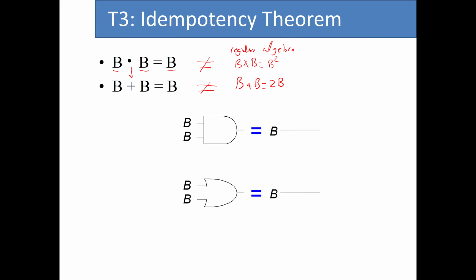So in a schematic form, that is equivalent to ANDing b with itself, which results in the value b. Again, this is equivalent to b only going through a simple buffer. The same is true for the dual too. ORing b with itself results in b. Again, this is equivalent to b going through a buffer. Basically, the value does not change. So this is what is called the idempotency theorem.